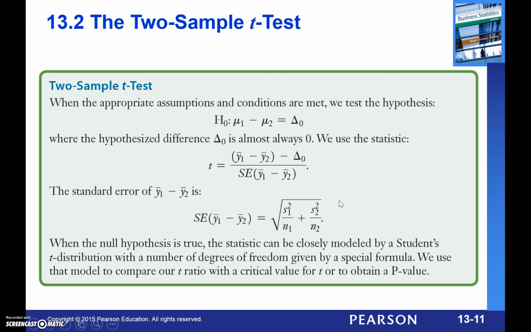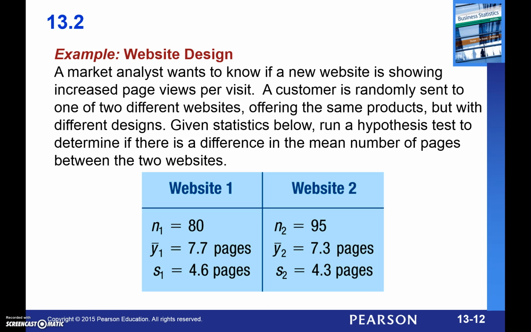And let's actually look at an example to really help us get this. So here we have a website design. It says a market analyst wants to know if a new website is showing increased page views per visit. A customer is randomly sent to one of two different websites offering the same products but with different designs. Given statistics below, run a hypothesis test to determine if there is a difference in the mean number of pages between the two websites. So the idea here is we send these customers to one of two websites.